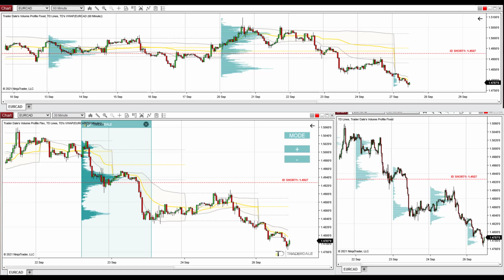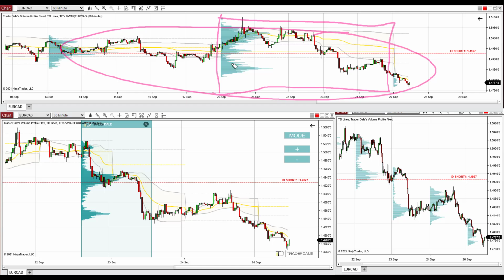Let's now go into the trading ideas. The three charts before you are always linked. They always show the same trading instrument. In this case, it's the Euro Canadian dollar. This is an overview chart with volume profiles which get printed automatically every week. So those are weekly volume profiles. It is a 60-minute chart.